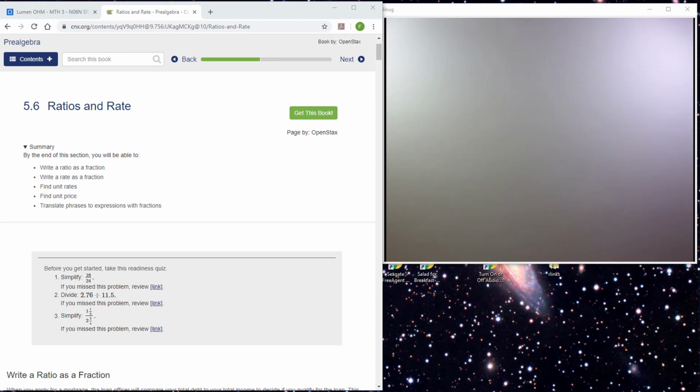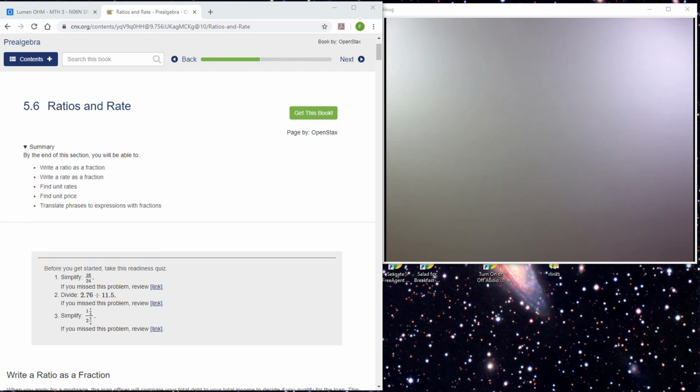In this particular section, we're looking at ratios and rate. So we look at writing a ratio as a fraction, writing a rate as a fraction, finding unit rates, finding a unit price, and translating phrases to expressions with fractions.